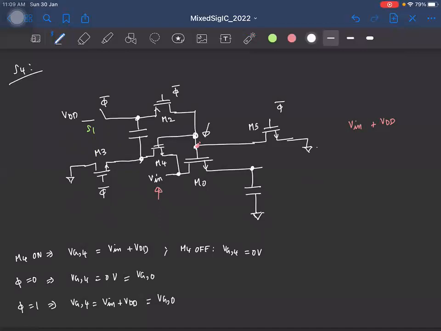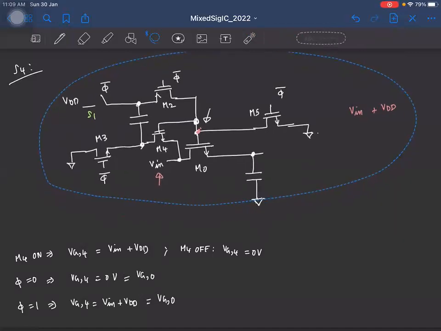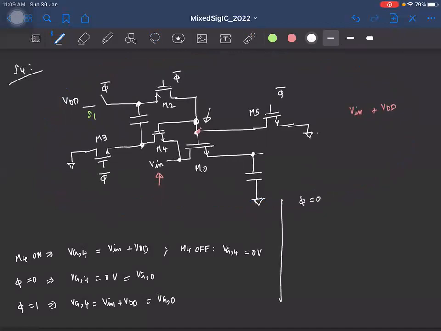Okay. So what happens now? When phi is 0, that is when phi bar is 1, this transistor M5 connects the gate of both M0 and M4 to 0. So both of them will be off. And this capacitor is charged to VDD, right? And when phi equal to 1, that is when we try to turn the main switch on, what happens? These two switches are out of the picture. And this switch is again turned off.